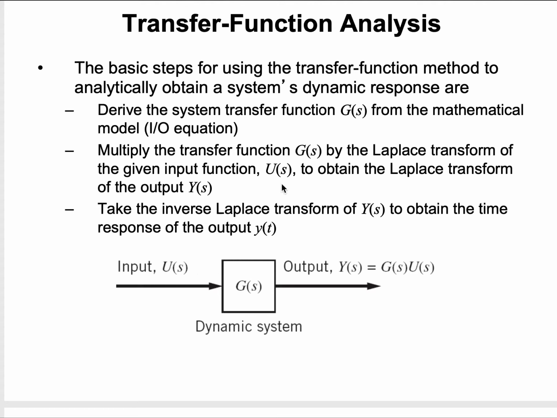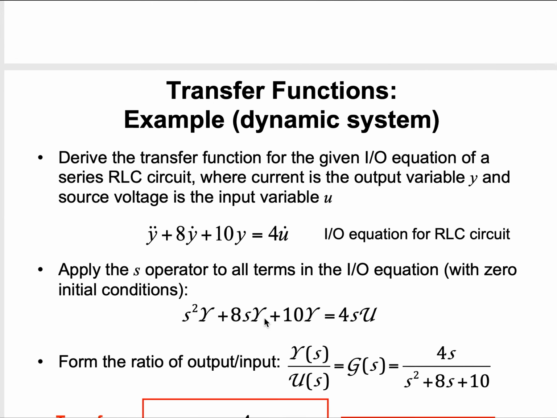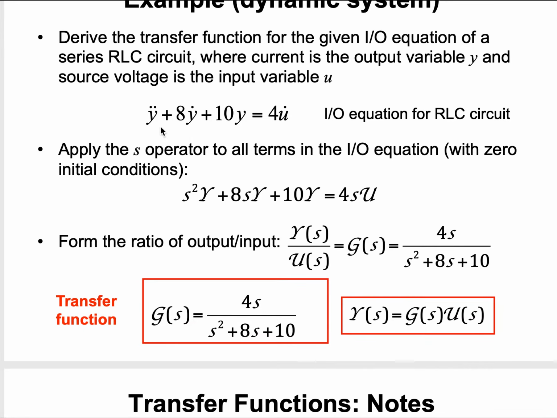In transfer function analysis, derive the system transfer function, multiply the transfer function G(s) by the Laplace transform of the given input to obtain the Laplace transform of the output, and take the inverse Laplace transform. This is actually very similar to the previous method, but in this case, the initial conditions must be equal to 0. Otherwise, you cannot use transfer functions. For example, this equation is very similar to the differential equation representing an RLC circuit. So we take the Laplace transform assuming all 0 initial conditions, so Y(s) divided by U(s) is equal to this, so that's the transfer function.